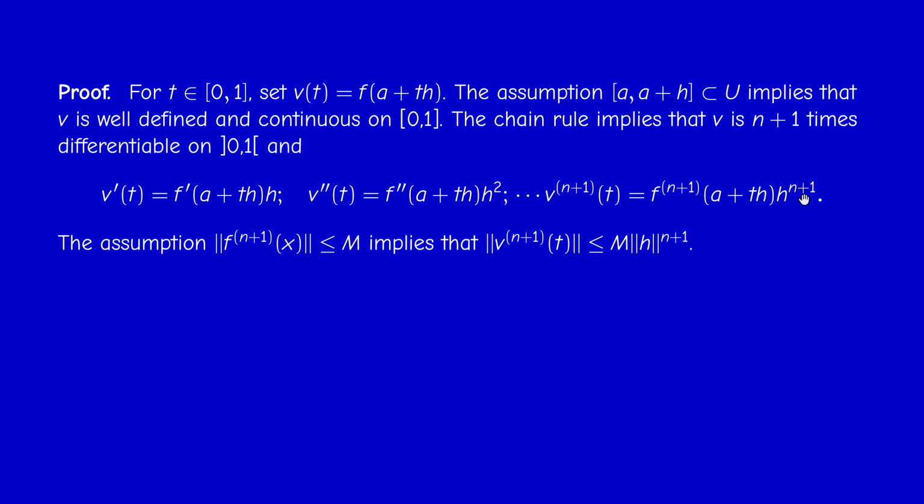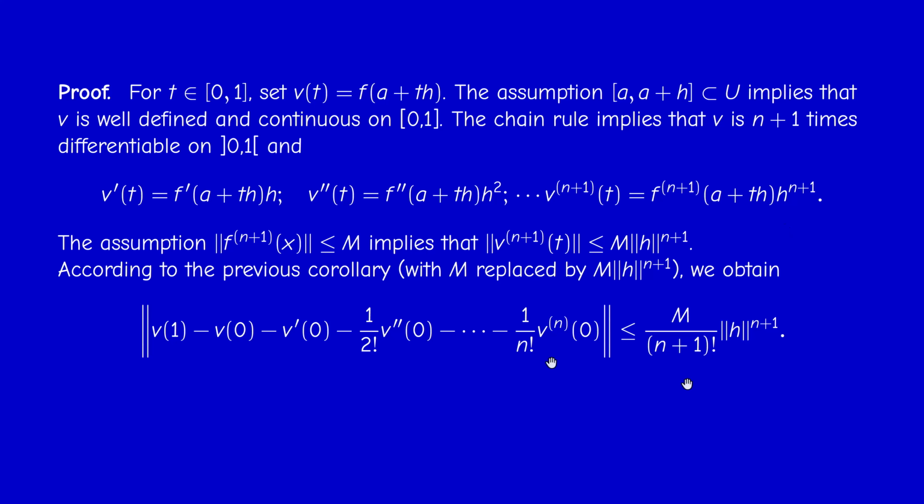Or actually, it's not the norm of the vector h, it's the norm of the first component times the norm of the second component times the norm of the third component, and so on. This is the fundamental inequality linking the norm of a multilinear bounded map, that we discussed in chapter 1. So if you apply the previous corollary, but instead of M we put M times the norm of h to the power n+1, we get this inequality.